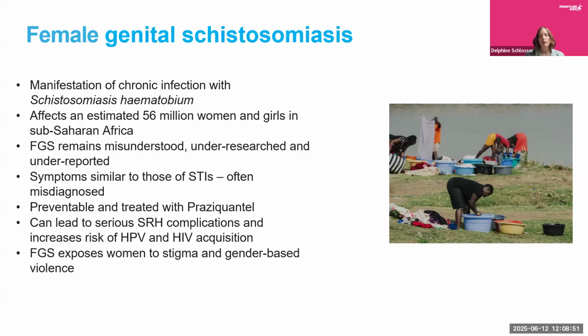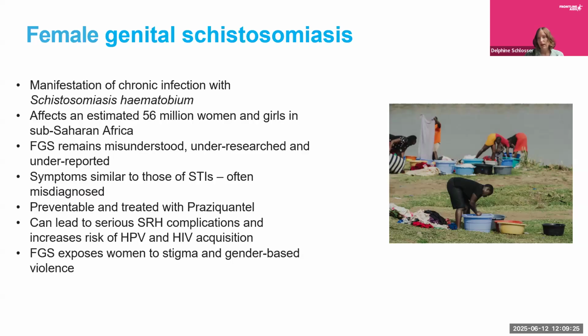And FGS specifically is a manifestation of chronic infection with schistosomes of a particular species, Schistosoma haematobium. Worms of this species migrate into the blood vessels of the urogenital system specifically, where they lay eggs, and FGS results from the immune response of the body to these eggs in the genital tract, and that leads to inflammation and lesions.